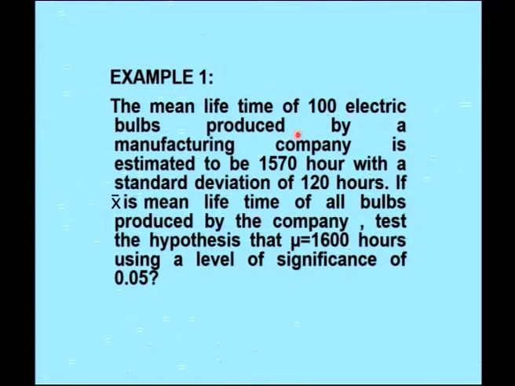The mean lifetime of 100 electric bulbs produced by a manufacturing company is estimated to be 1570 hours with a standard deviation of 120 hours. If x bar is the mean lifetime of all the bulbs produced by the company, test the hypothesis that mu is equal to 1600 hours using a level of significance of 0.05. So, 0.05 means 5% level of significance.